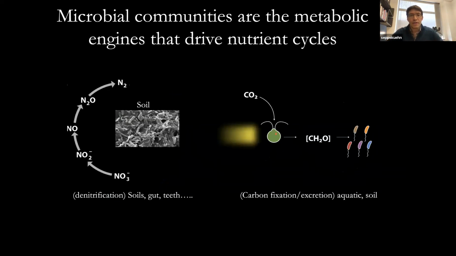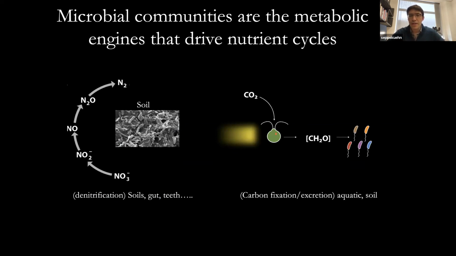Just to drive home this point about the importance of these communities for sustaining this global flux of nutrients, if you look at the left half of the nitrogen cycle here, which is the transformation of nitrate to dinitrogen gas, this happens almost exclusively in microbial and bacterial communities in soil. This process is called denitrification. So these communities are the evolved systems that are driving this flux of nutrients.